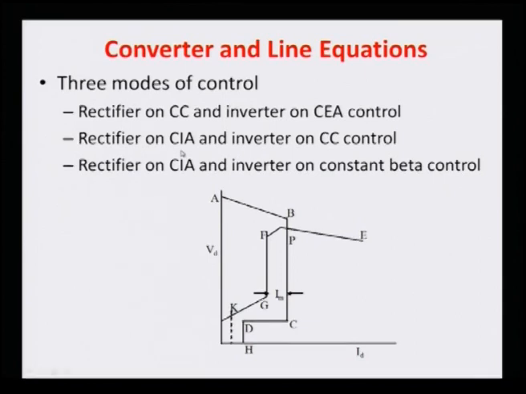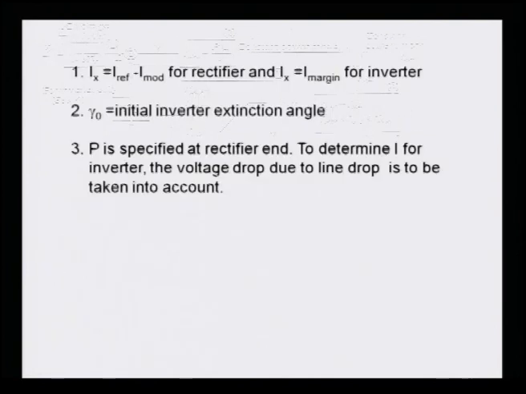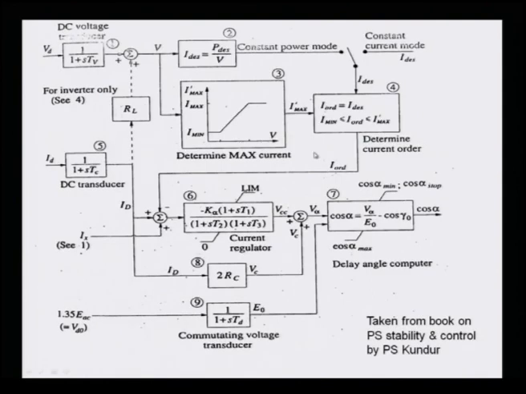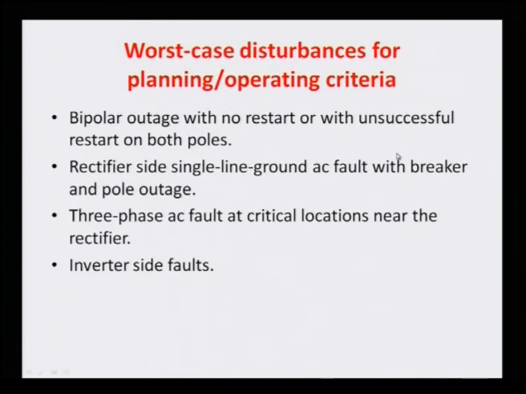Based on that, we have to write the switches and so on, which will be formed, and then we have to write the differential equations accordingly. So, along with the other equations, some of the values defined here are gamma, that we are using gamma naught, which will be used in the differential equations here, and also P desired is specified at the rectifier end to determine this current for the inverter, and the voltage drop due to the line drop is to be taken into account. This I order is to be calculated.